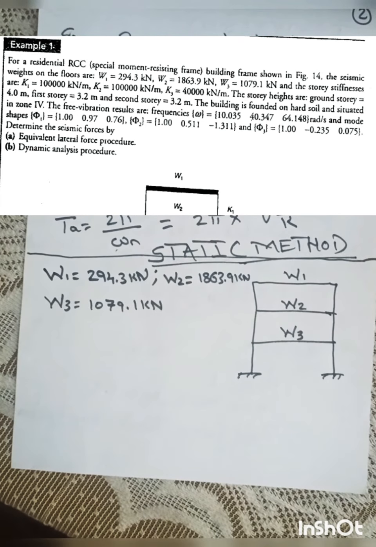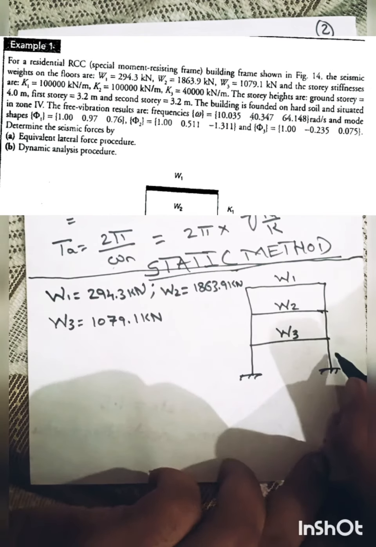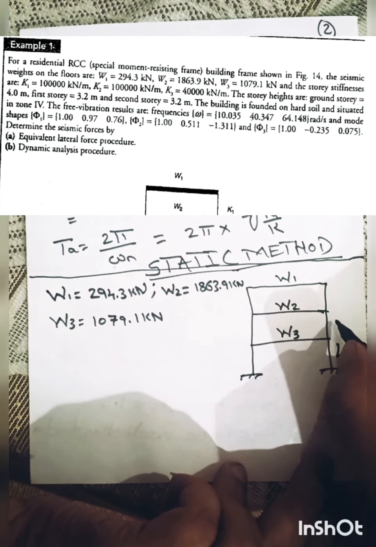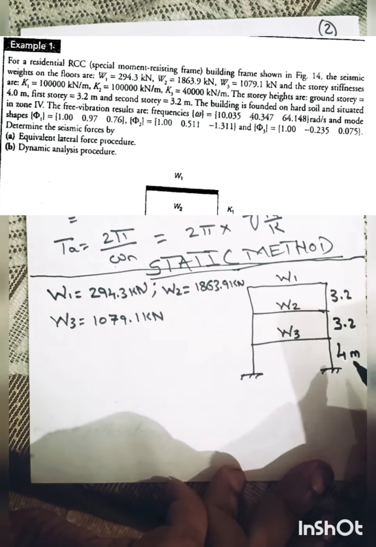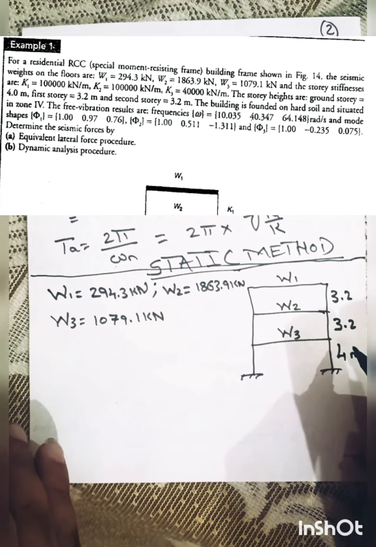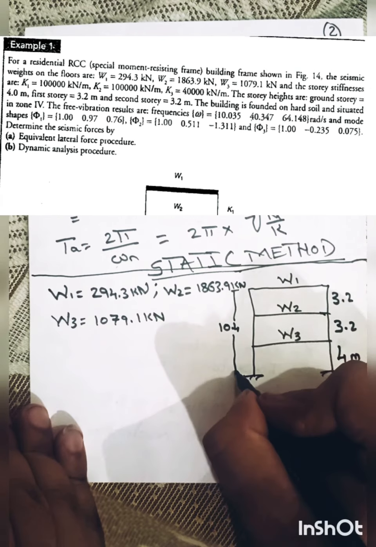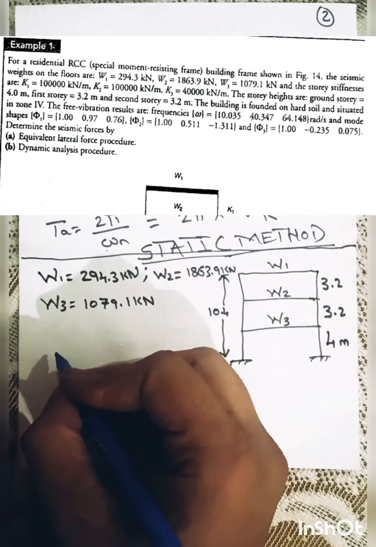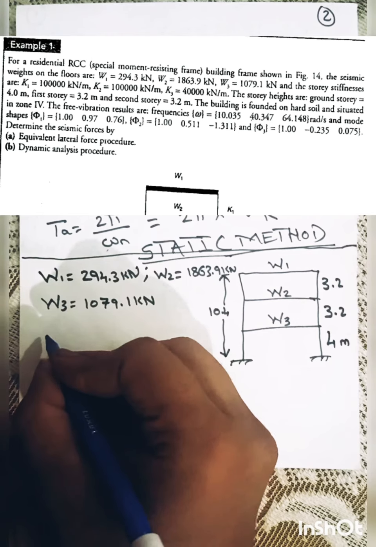Now, the other details are not given here. The story heights are given. Ground story is 4 meter, first story 3.2 and second story 3.2. So the total is 10.4. No other details are given in the question, so we will assume accordingly.